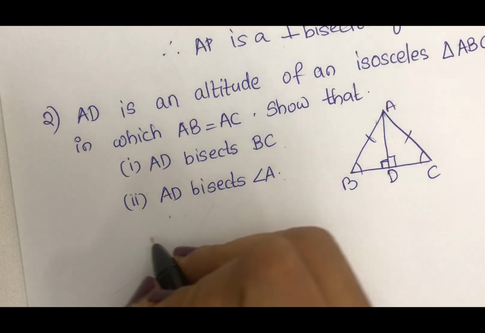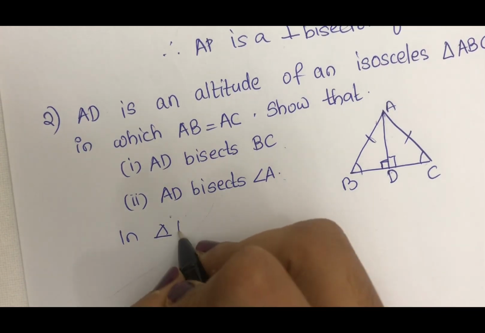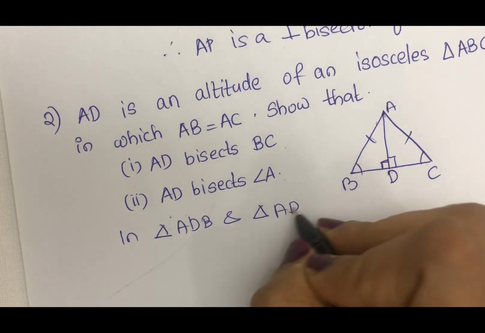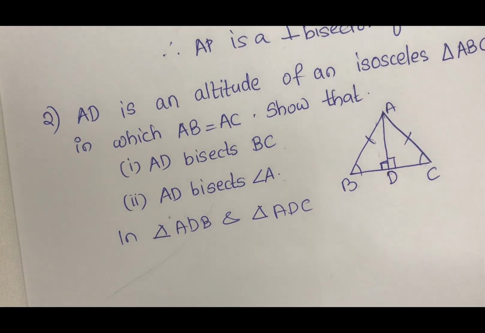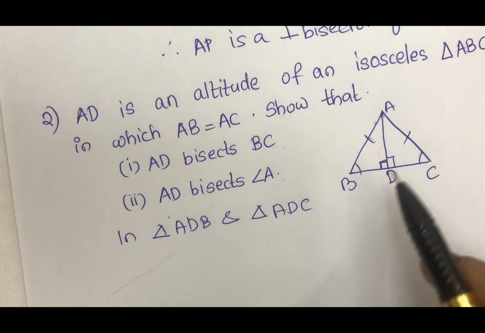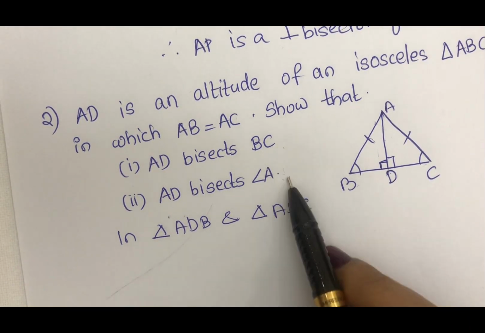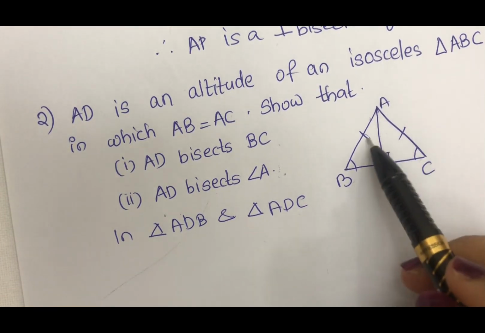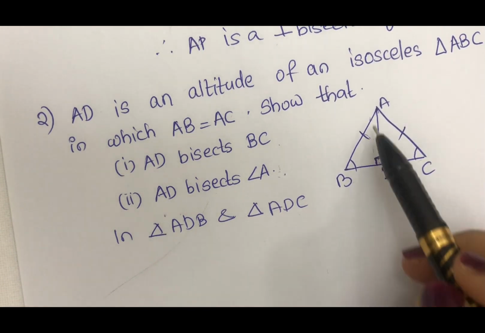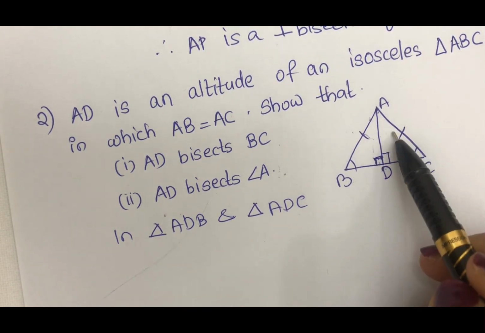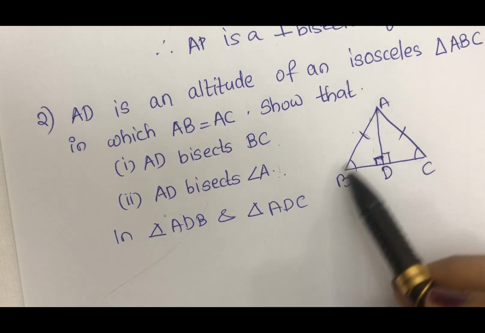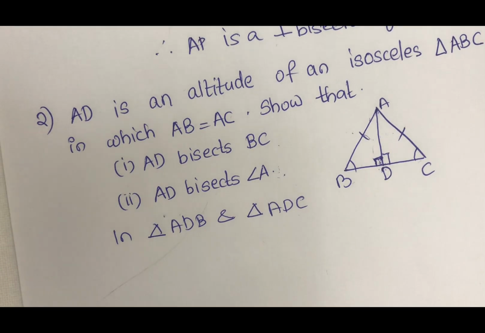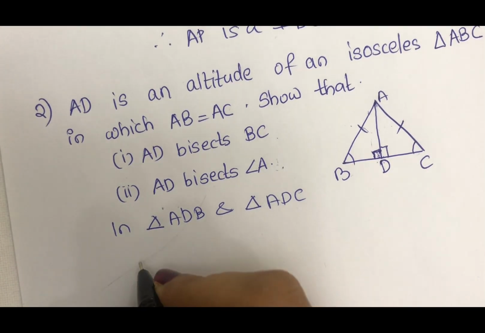So now let's take triangle ADB and triangle ADC. These two triangles we will take and prove the congruence. Then all these things will be proved. Here the right angle is there, the hypotenuses are equal, that is the side opposite to the right angle, because this is an isosceles triangle. And this side is common. So these two triangles are congruent, and we'll write it like this.